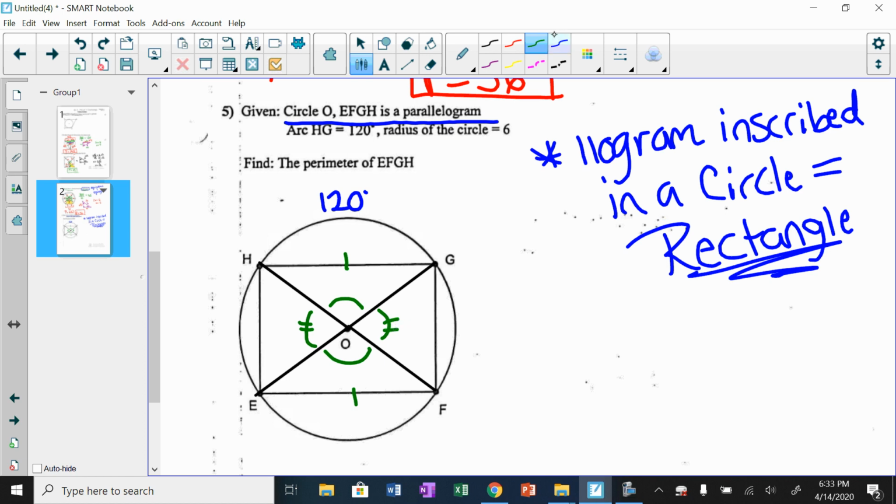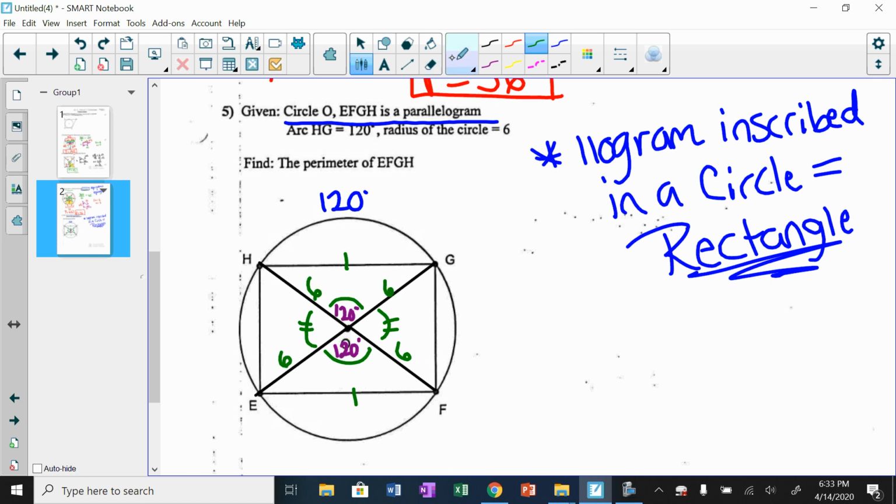So now let's keep going. I know that a central angle and its arc are the same. So I know that this is 120, which means this is 120 degrees. They told us the radii of the circle is 6. So 6, 6, 6. There you go.